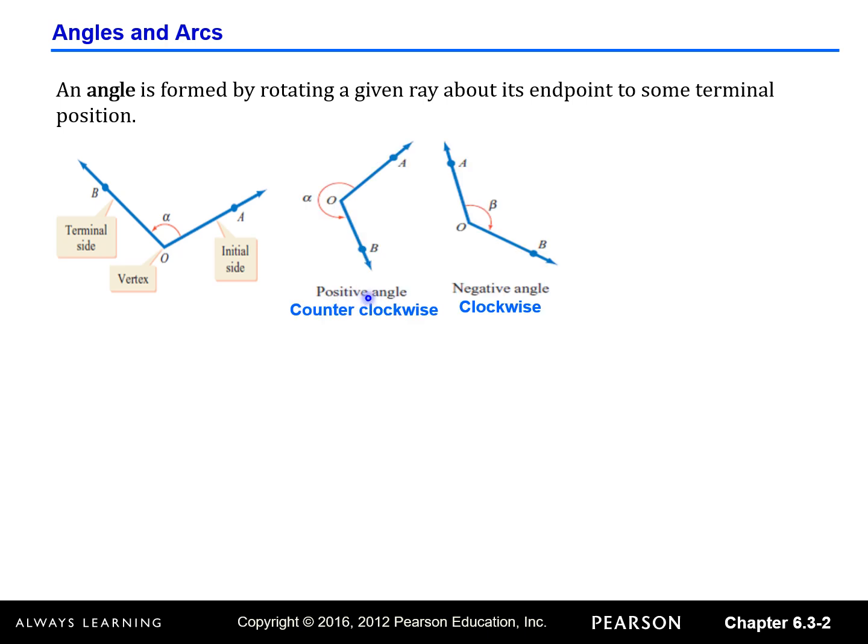There is also a positive angle and a negative angle. We call it a positive angle when, starting from this initial side, you move the ray in a counterclockwise direction up to this terminal side. For the negative angle, you start from the initial side and move the ray in a clockwise direction along to the terminal side.